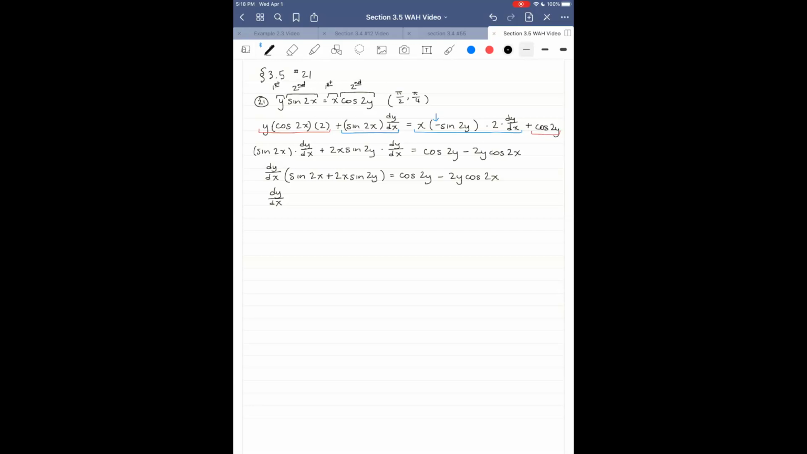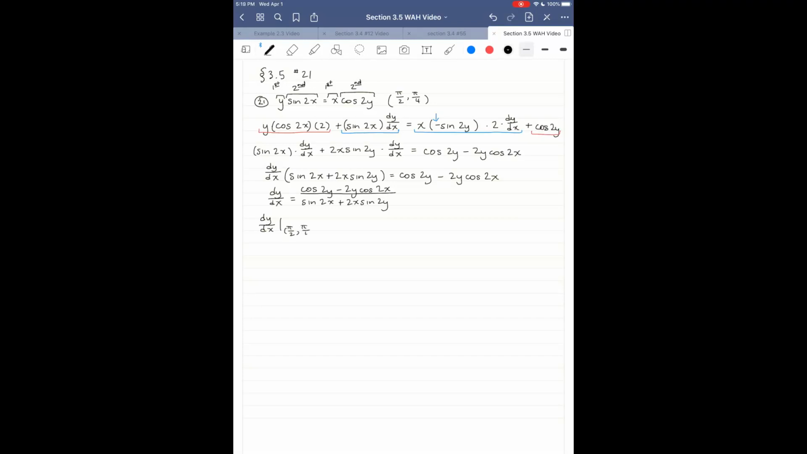And I haven't changed anything on the left-hand side. And last but not least, to get dy/dx by itself, so I'm finding dy/dx because that is the slope of the tangent line, I'm going to divide both sides by the term that's multiplied by the dy/dx. So I have cosine 2y minus 2y times the cosine of 2x, and that's all going to be divided by the sine of 2x plus 2x times the sine of 2y.